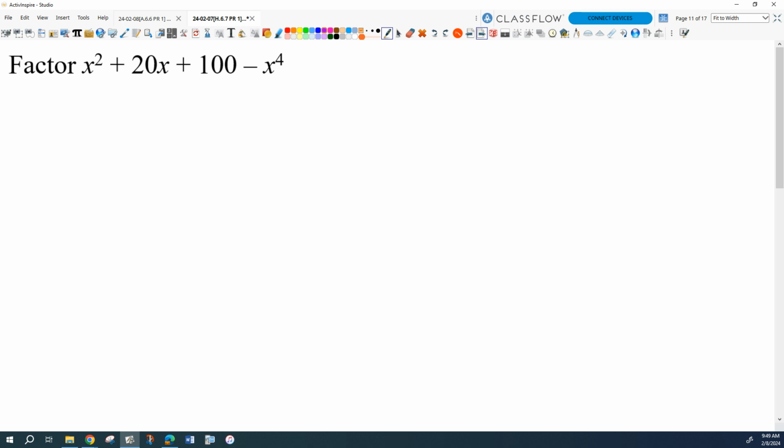Okay, so how about something like that? There's no GCF, I know that. There is no GCF, you're right. It looks like if I write this in standard form, I would put the x to the fourth term first.